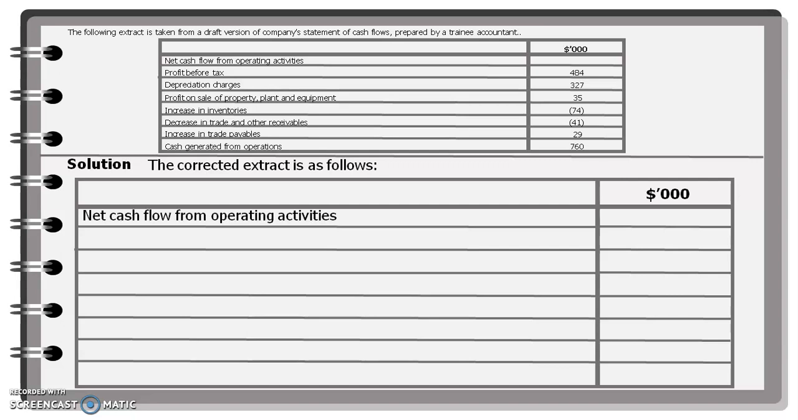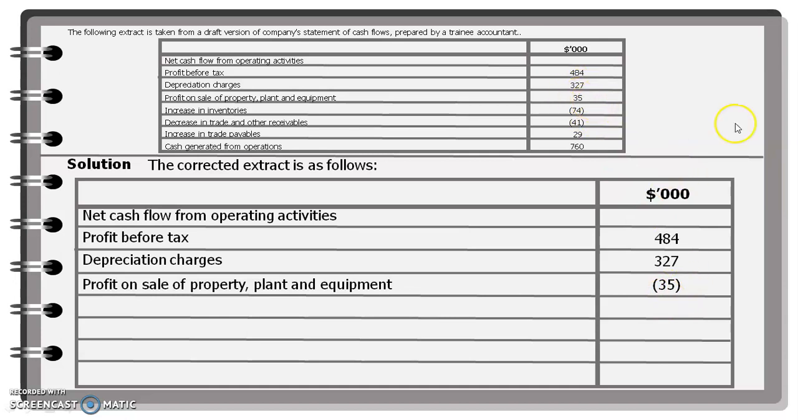We are going to find the net cash flow from operating activity. Profit before tax is 484,000. Then depreciation charges should be added back because it is a non-cash item. Then profit on sale of property, plant and equipment: this is an item which should come under investment activity, not under operating activity. But since it is already included while arriving at the profit, what we have to do now is deduct it. Look here, we are deducting, but what did the trainee do? The trainee has added it.